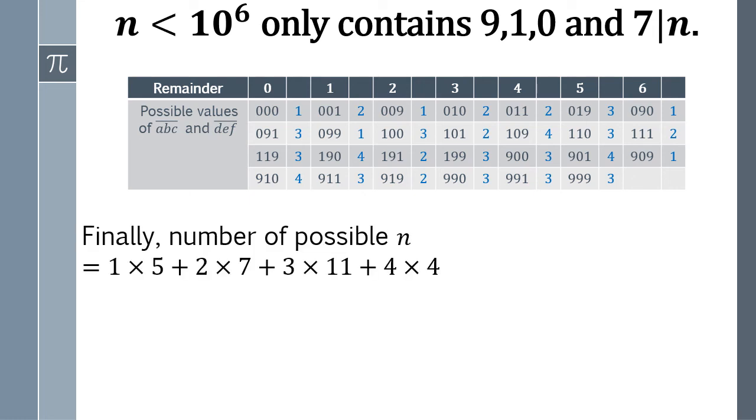So finally, the number of possible n is the sum of all those counts. And in this table, I found 5 times 1, 7 times 2, 11 times 3, and 4 times 4. And the final number of possible n equals 1 times 5 plus 2 times 7 plus 3 times 11 plus 4 times 4, which is 68. And this problem gets resolved. Thank you.